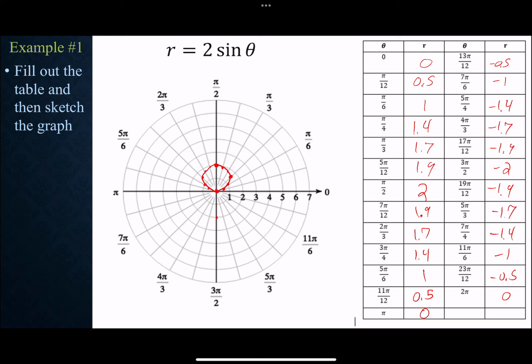All right, and again, we could do this without using the calculator in the table. It just requires us to remember unit circle values, because this first one right here would be 2 sine of pi over 6. Sine pi over 6 is a half. 2 times a half is 1. That's where the 1 came from.